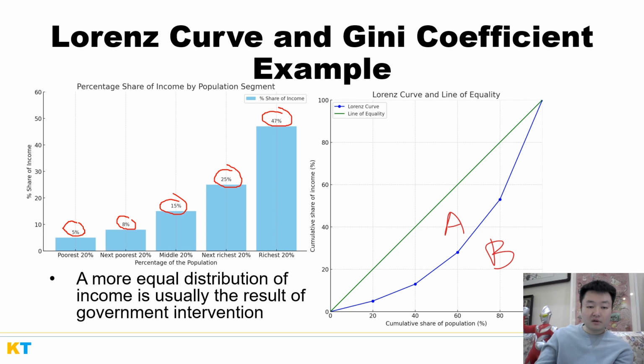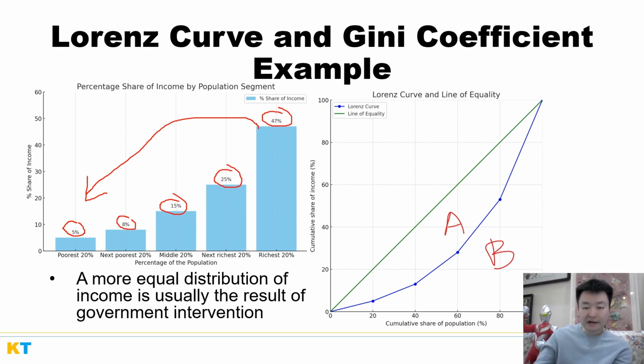A more equal distribution of income is usually the result of government intervention. And so this is where progressive taxes and transfer payments come in, right? If we're able to take part of the income, we tax the rich more and we give that money to the poor, then we're able to increase the level of equality in an economy.